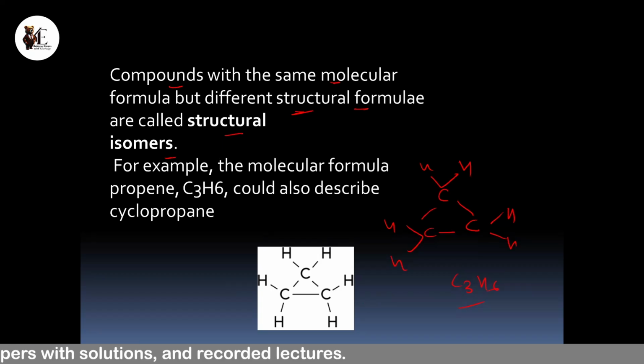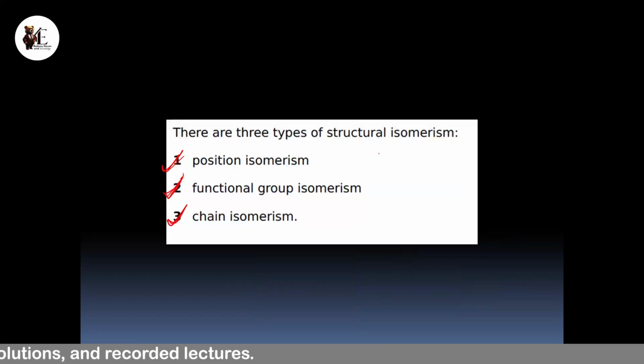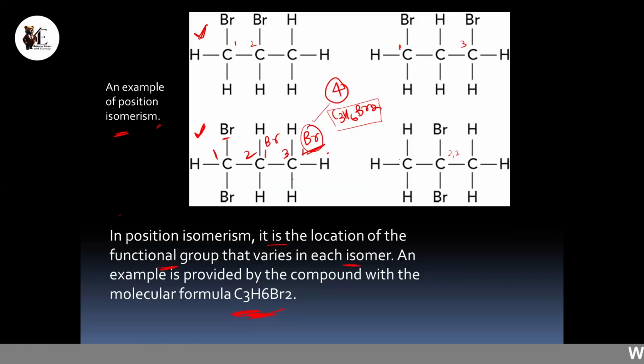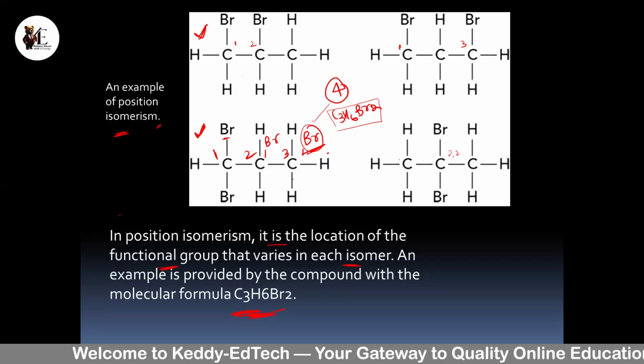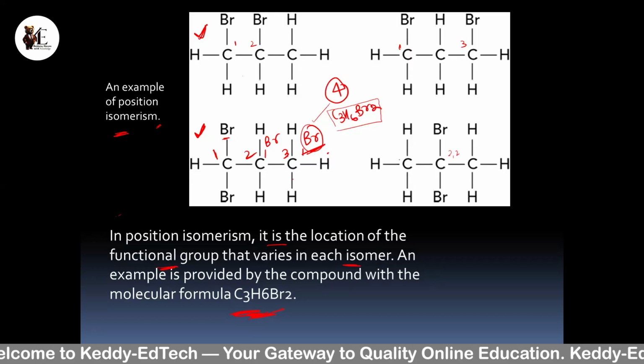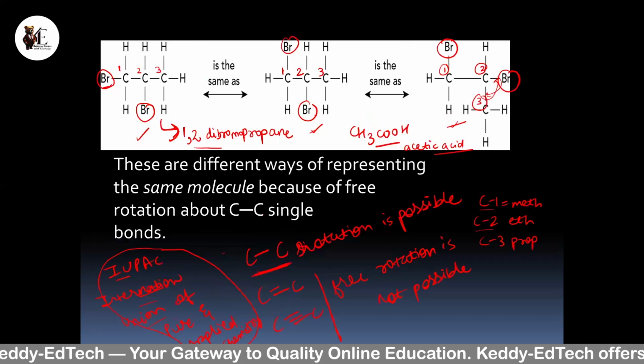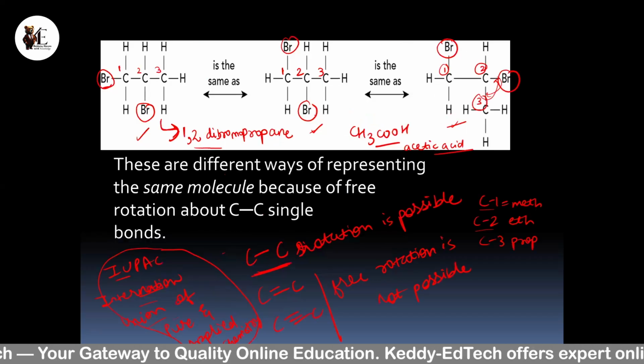Their structures are different. Then we'll study 3 types of structural isomerism: position, functional, and chain isomerism. In position isomerism, this is an example in which the position of the double bond or the position of the functional group is different. For example, 1, 2 dibromo, 1, 3 dibromo. But if you count the number of carbon atoms, number of hydrogen, and number of bromine, it comes out to be the same.